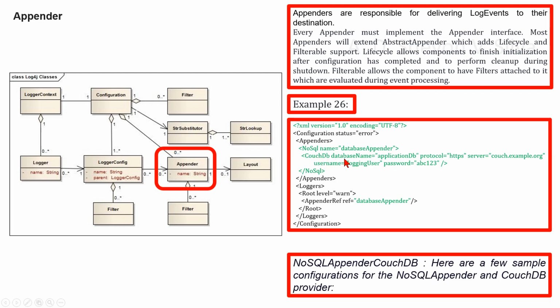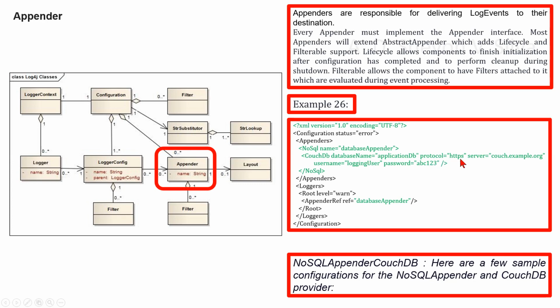CouchDB provider parameters: database name, type is string. If you do not specify a factory class name and factory method name for providing a CouchDB connection, you must specify a CouchDB database name using this attribute. You must also specify a username and password. You can optionally also specify protocol, default to HTTP, server, default to localhost, and port, default to 80 for HTTP and 443 for HTTPS.